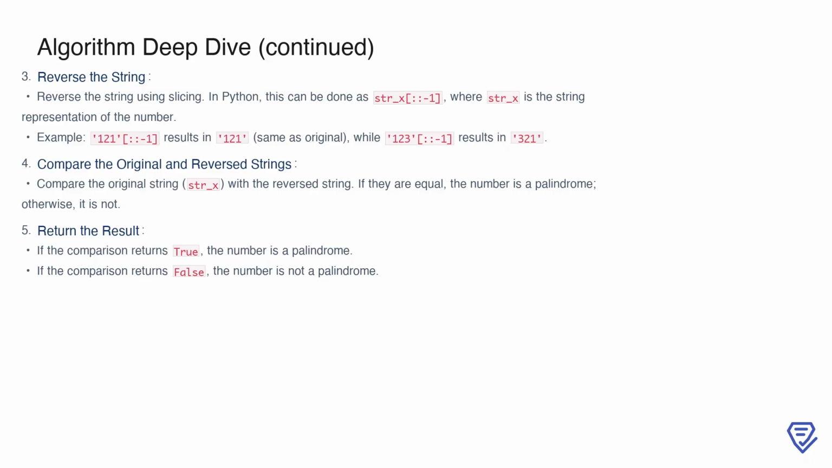Finally, we return the result of this comparison. If the two strings are equal, we return true, indicating that the number is a palindrome. If they're not equal, we return false, indicating that it isn't. This straightforward approach leverages Python's powerful string manipulation capabilities to efficiently solve the problem.